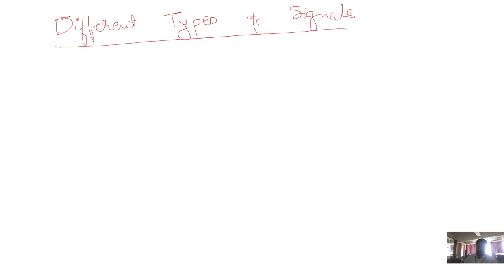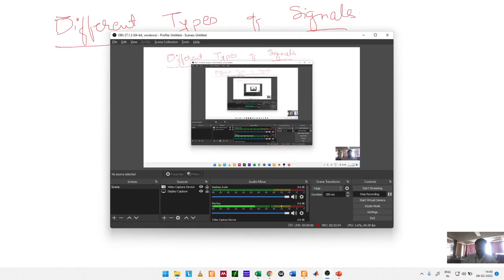Once we have seen the different representations, we need to see the different types of signals. So next time I hope we will be able to finish it. We are going to start the types of signals over here.